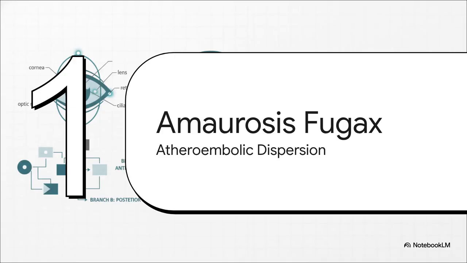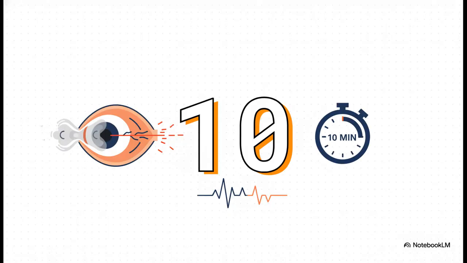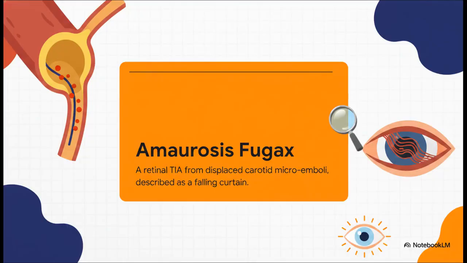Module 2, Amaurosis fugax and atheroembolic dispersion. 10 minutes. That is the classic duration of amaurosis fugax, a profound, devastating, but strictly temporary monocular visual loss. Let's look at the exact mechanism. Amaurosis fugax is essentially a retinal transient ischemic attack. It's driven by displaced microemboli originating from atherosclerotic plaques right at the ipsilateral carotid artery bifurcation.